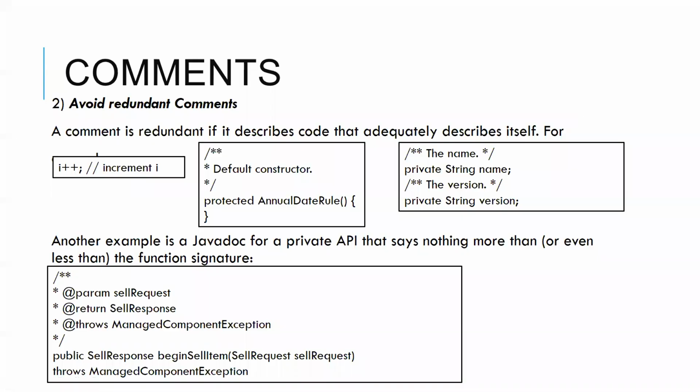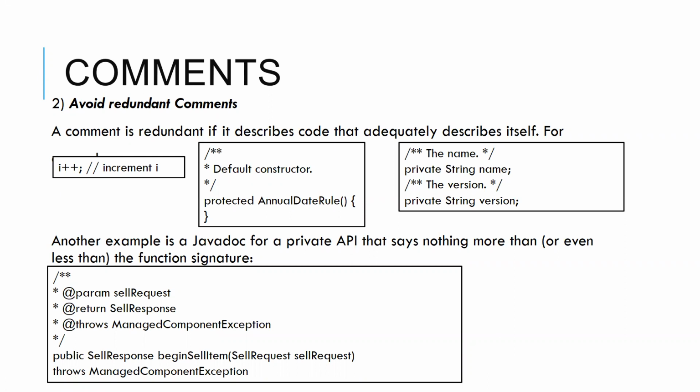Also, it is important to avoid redundant comments. Now, what is a redundant comment? A redundant comment is a comment which describes code that adequately describes itself. For example, let's say i++, and you write a comment "increment i" for it. Just by looking at i++, a person would understand that it increments the value of i. Writing an explicit comment to say that it is incrementing the value of i does not convey anything extra. So this is redundant information.